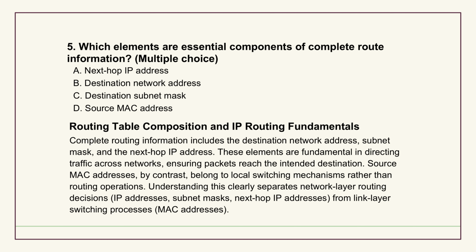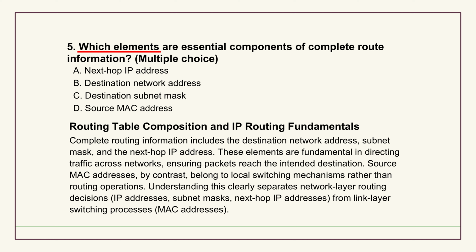Okay, last question for this part. It's all about the core of networking. The question is, which elements are essential components of complete route information? Your choices are A, next hop IP address; B, destination network address; C, destination subnet mask; and D, source MAC address. You can pick more than one answer here, so choose wisely. This question is all about understanding how networks actually send traffic to the right place.